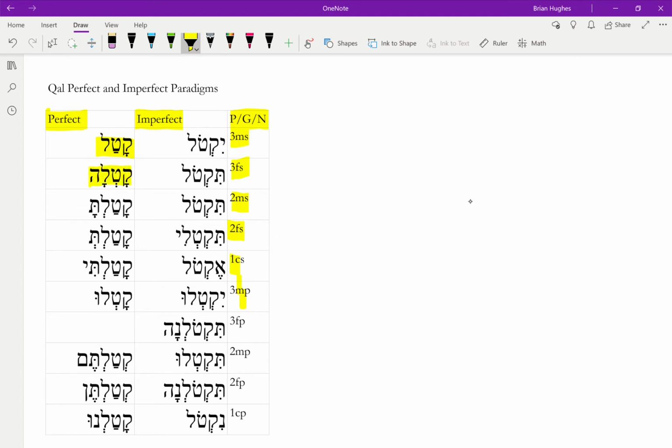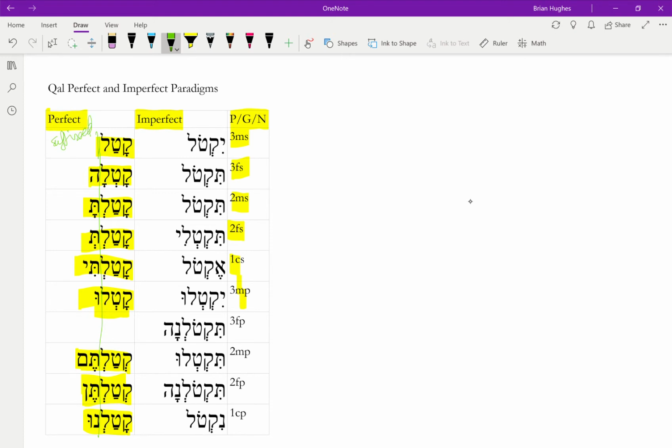Katala, with that kametz he ending. Katalta, with that tav kametz ending. Katalt, with the tav shava. Katalti. Katalu, with the shurek ending. And in the perfect, this is a third common plural. There's no distinction between masculine and feminine. Kataltem, katalten, those are our second person plural forms, masculine and feminine respectively. Katalnu. So you can see here that in all of these forms they get a suffix except for the 3ms, and that's why the perfect conjugation is sometimes called the suffixed conjugation.